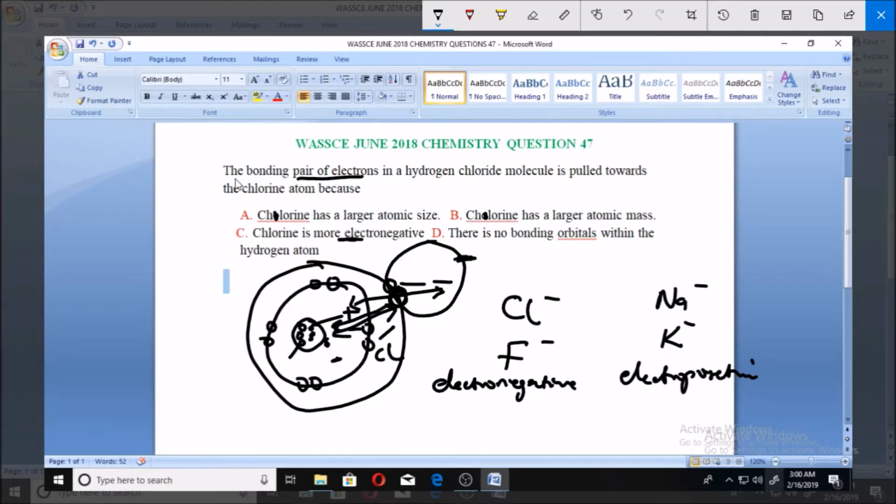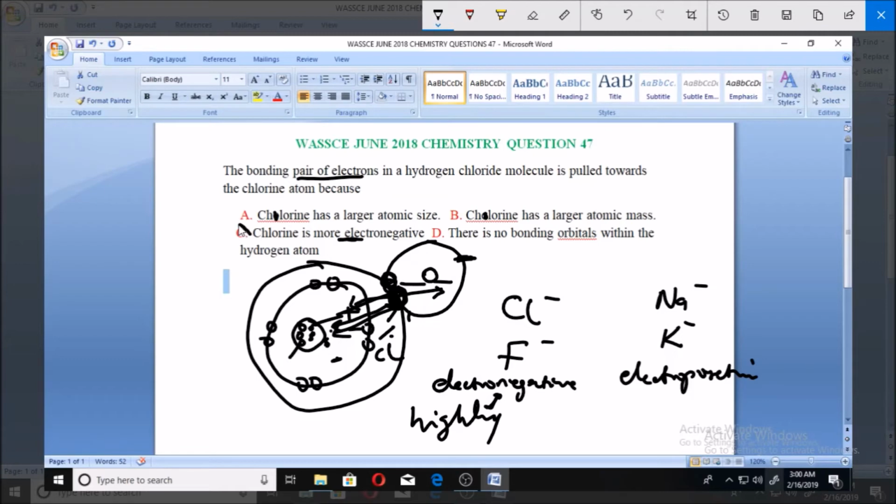So that's why we say that the bonding pair of electrons, this bonding pair in a hydrogen chloride, say this is hydrogen, hydrogen has one electron, say this is hydrogen, a hydrogen chloride molecule is pulled towards the chlorine atom. It's going to be pulled towards this because chlorine is very, very powerful, and because of its highly electronegative nature, it's going to ensure that it is being attracted towards the chlorine and not towards the hydrogen.